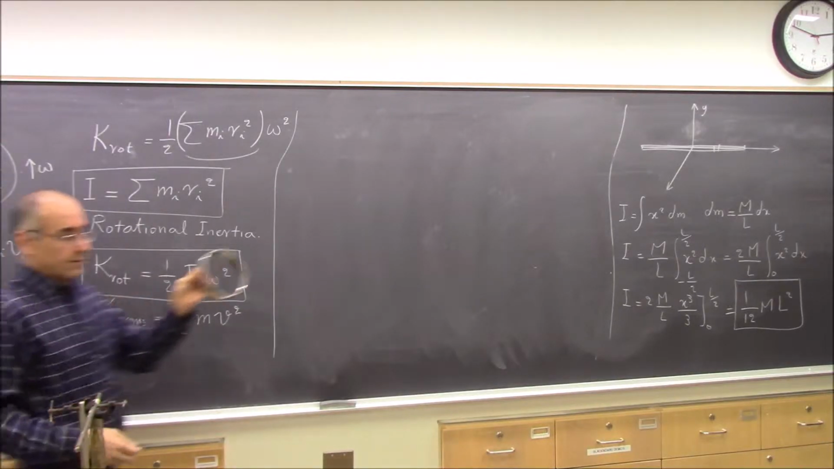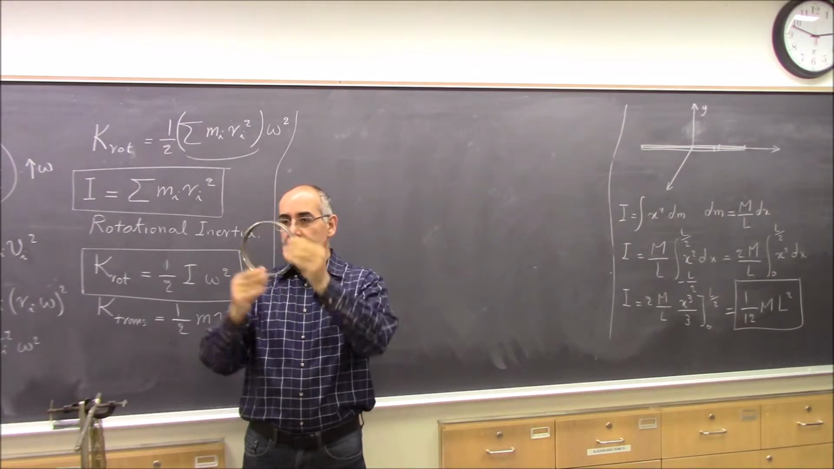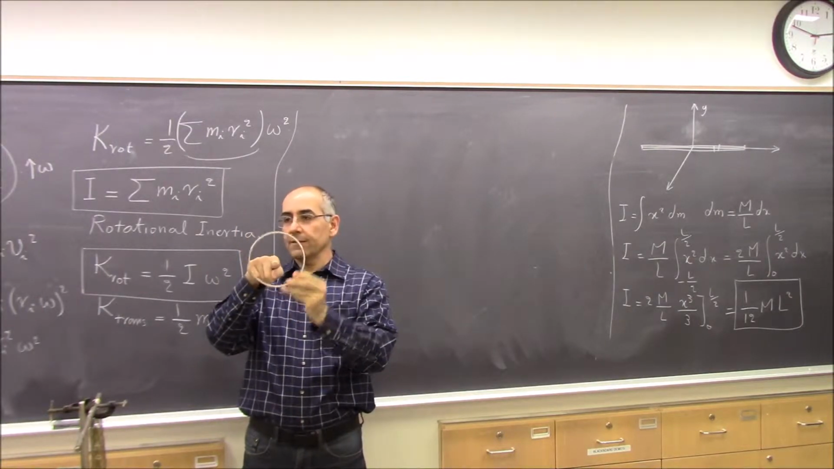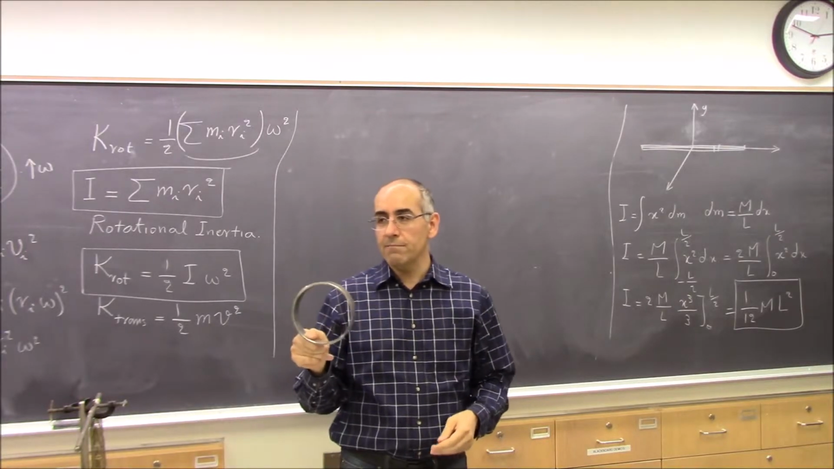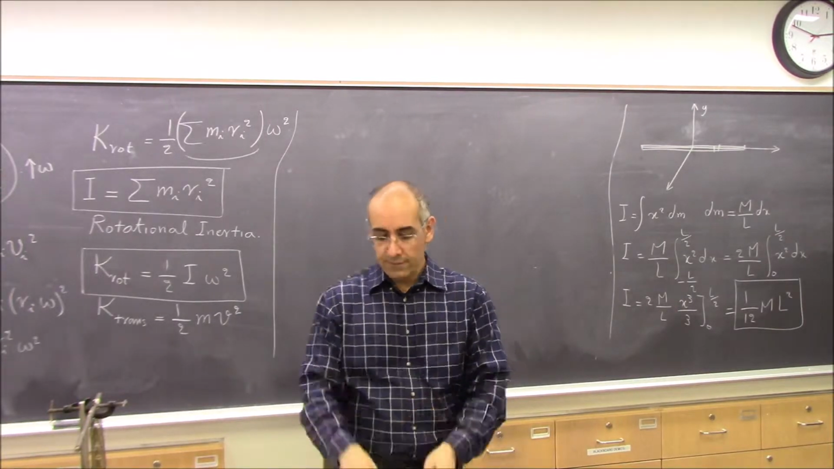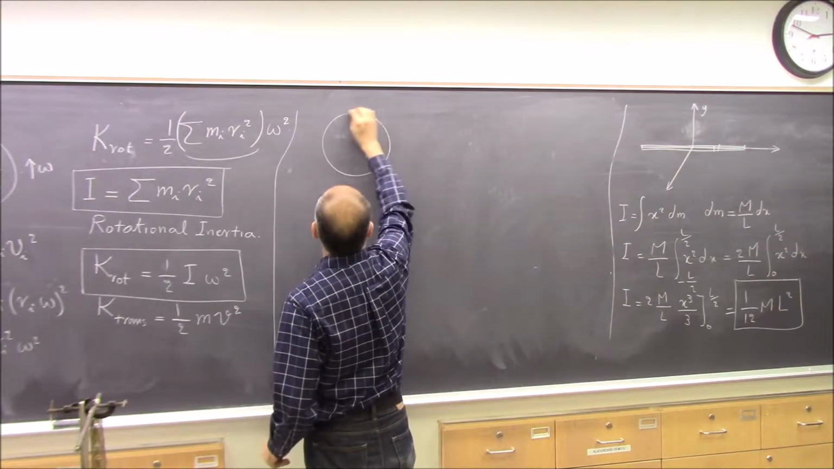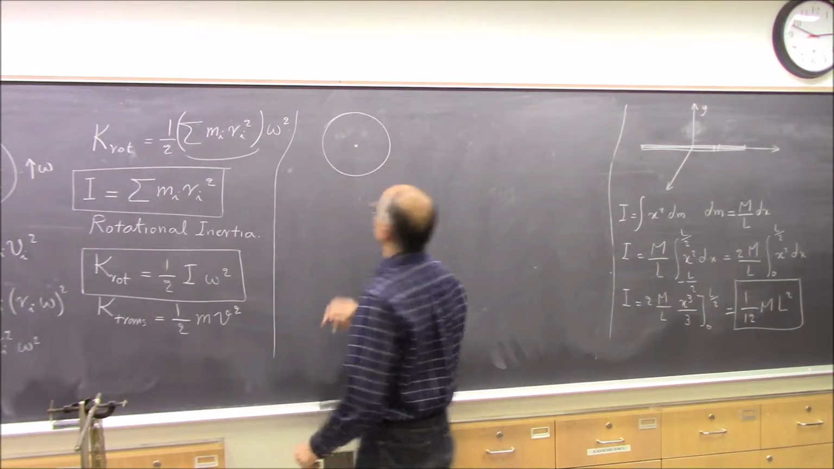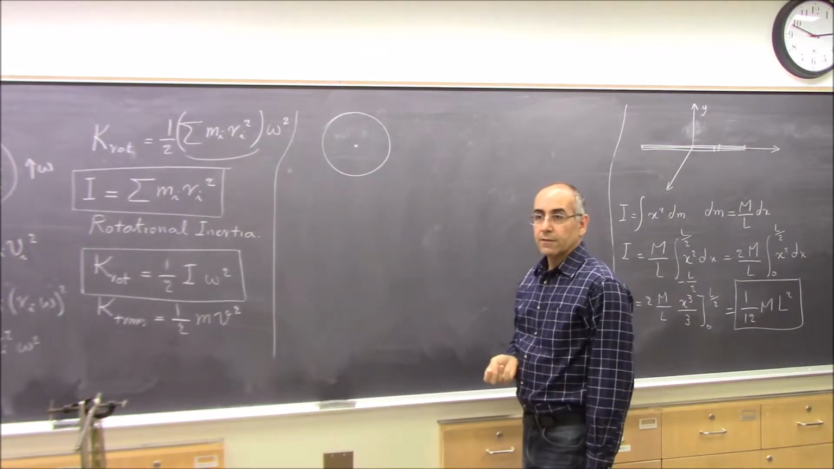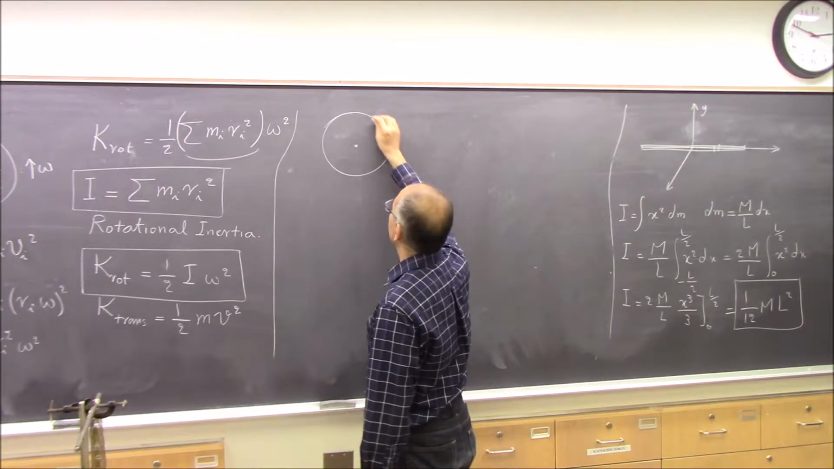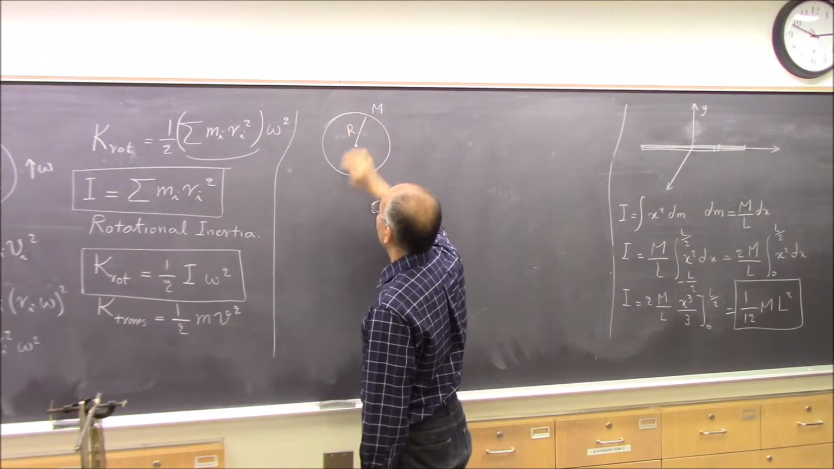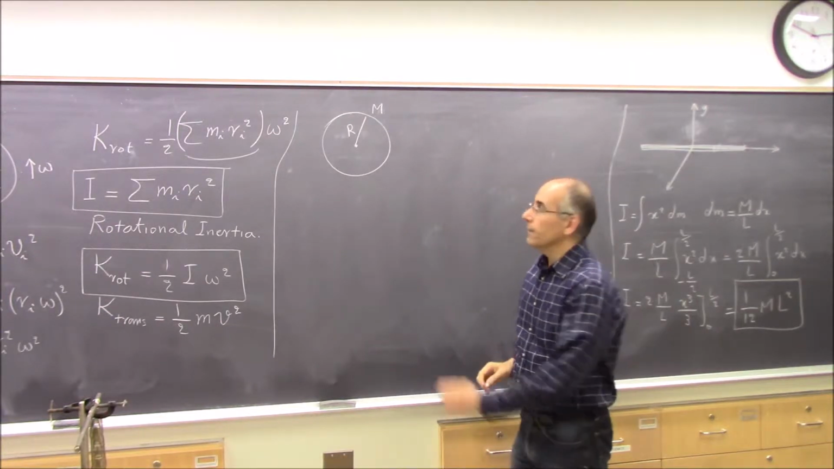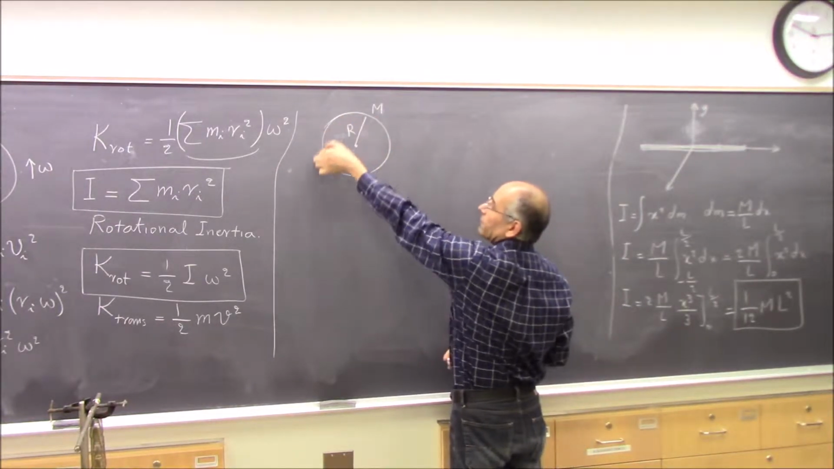For this ring, if it rotates around its central axis like that, what is the rotational inertia? Suppose it has a mass m and radius r. So let's say this is the ring, rotating around this axis perpendicular to the face, and it has mass m and radius r. If you add all the m r squared, what do you get?